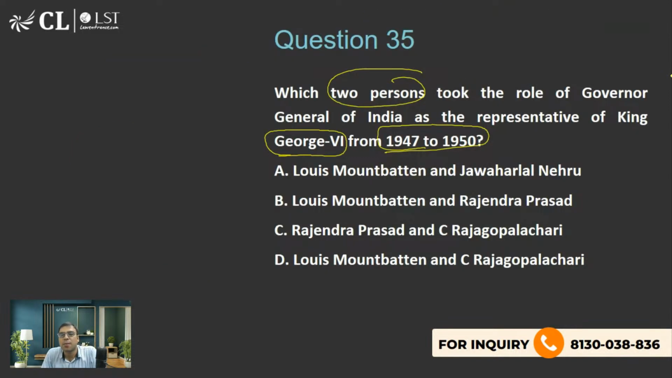The next one is this. Please tell me, Governor General of India during independence and just after the independence. So independence के time पे कौन थे? Lord Mountbatten थे, ये तो पता होगा, है ना? And after that, C. Rajagopalachari also became the Governor General of India. So D is the right answer.